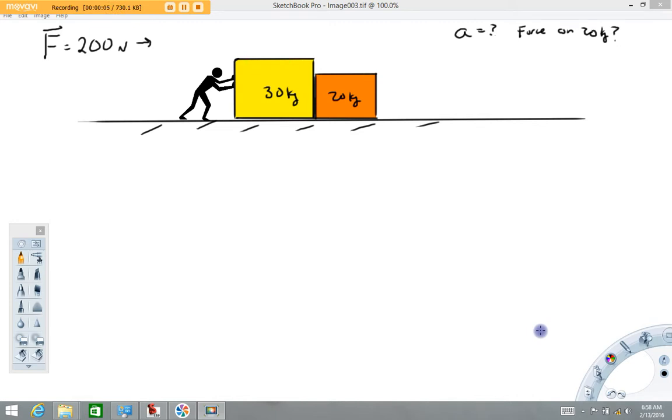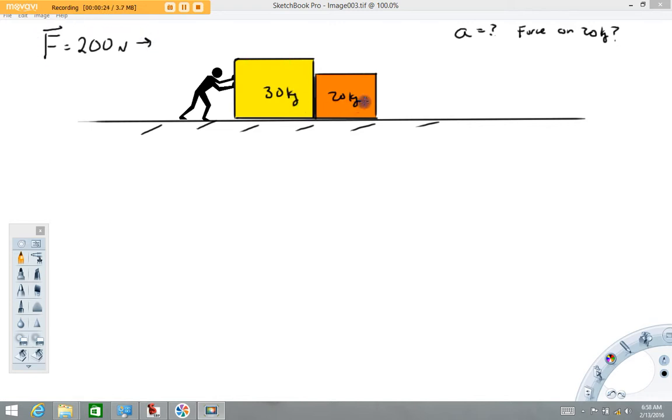The purpose of this video is to demonstrate how to use free body diagrams and Newton's laws of motion to analyze systems. So in this example, imagine we got this poor dude here. He's pushing on that large yellow box with a force of 200 newtons. So I drew a force vector 200 newtons to the right. Here is what he's applying.